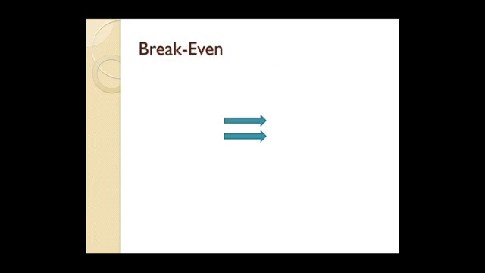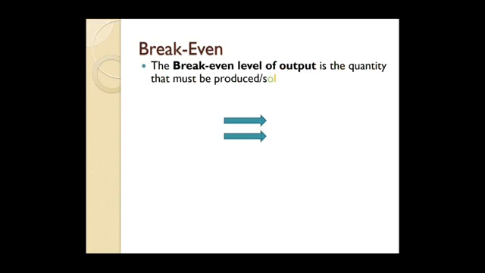Okay, break even, the topic which is important in this chapter. Of course, many questions are there about break even in chapter 18. First, you have to understand the meaning of break even level of output. So when you hear the words break even level of output, you are talking about the amount of output, the quantity that the business must produce or sell, so that the total cost of the business is equal to the total revenue. TR stands for total revenue.